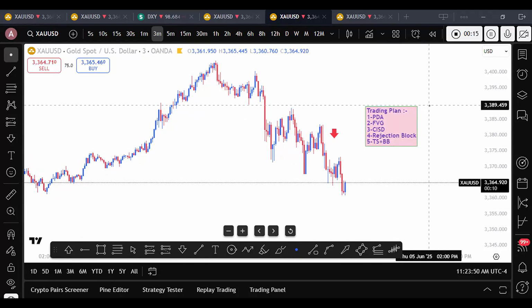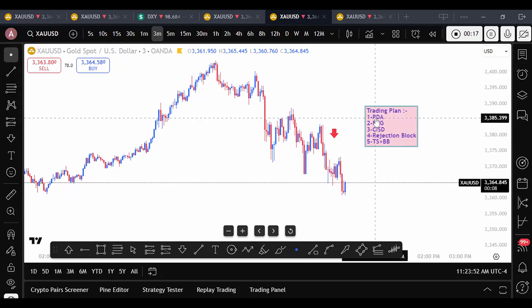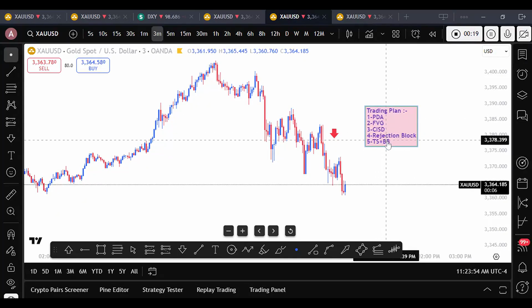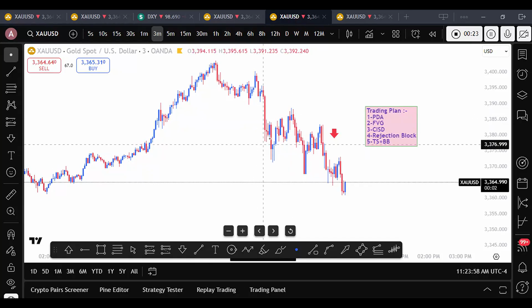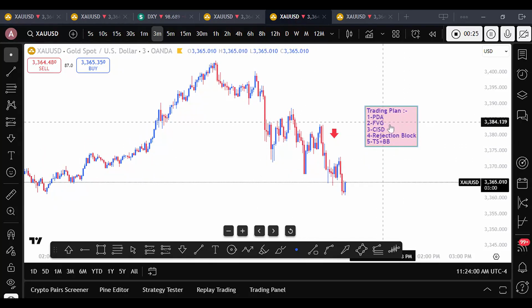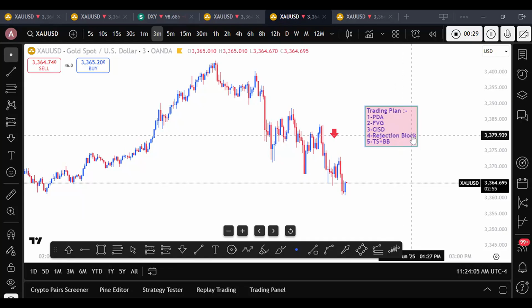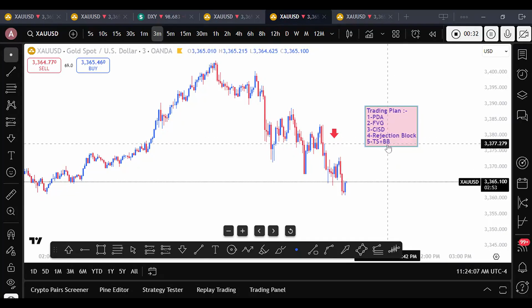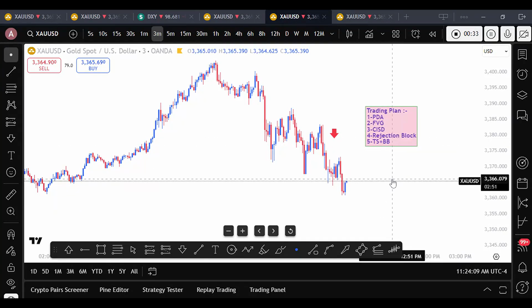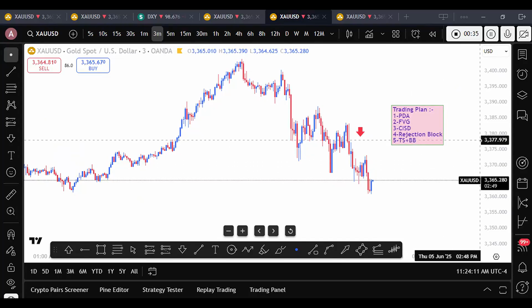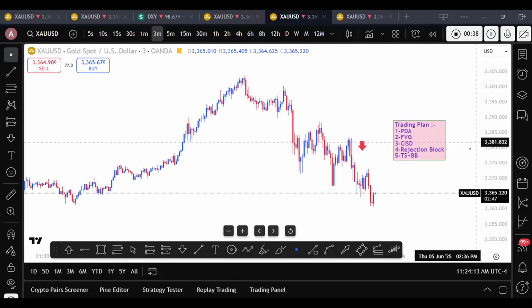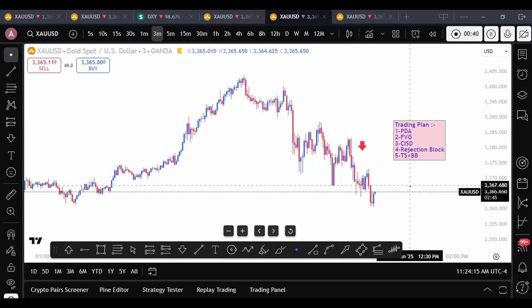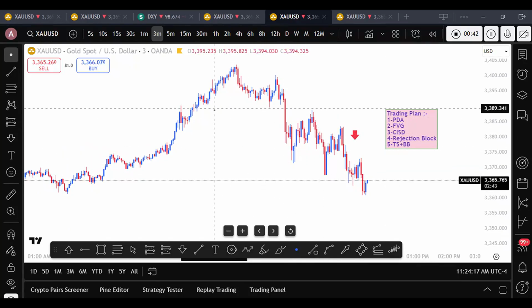My trading plans, as I discussed previously, depend on many factors that I included in my strategy. It includes the PDRA, fair value gap, change in the state of delivery or market structure shift, rejection block, turtle soup, and breaker block. Today we made a profitable trade, which is very beautiful. We can see how I made it.